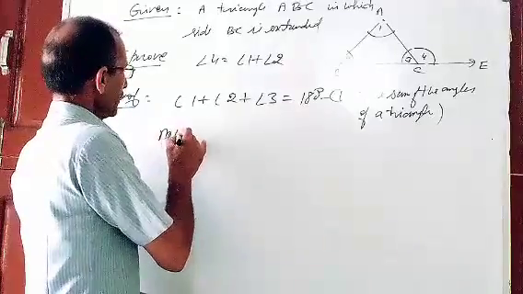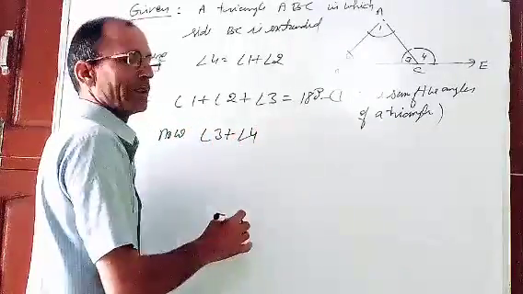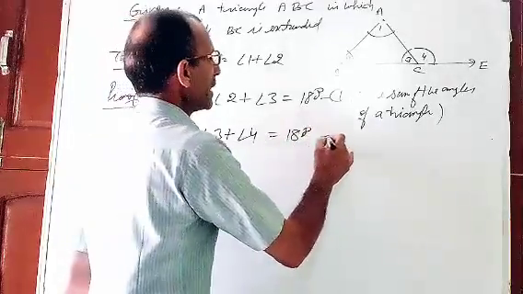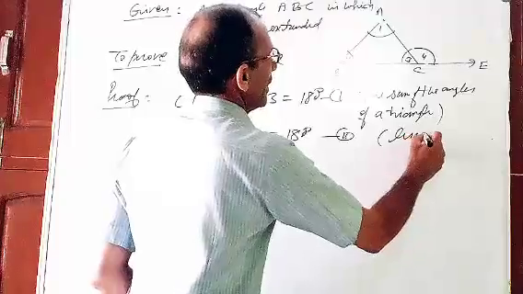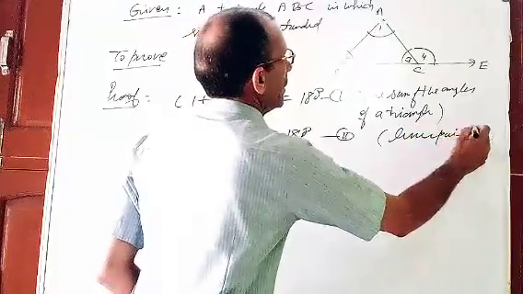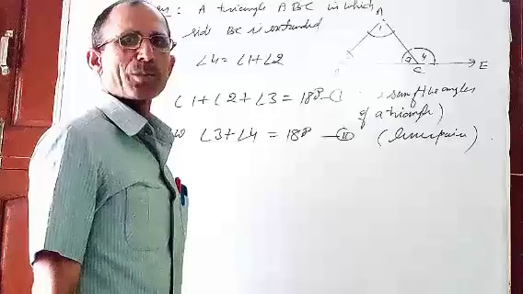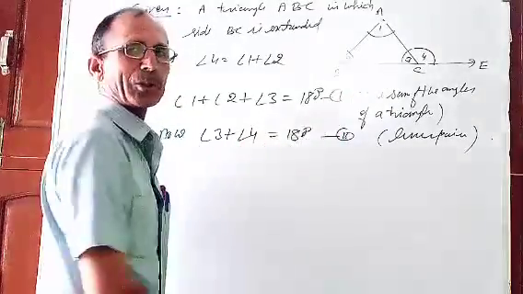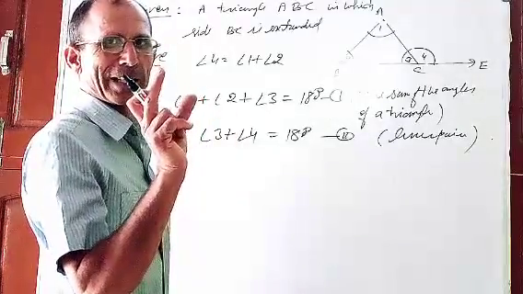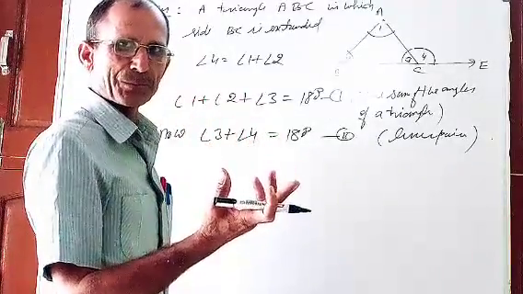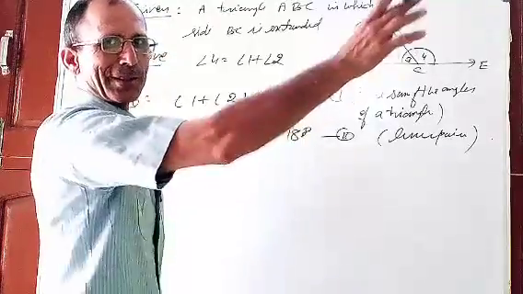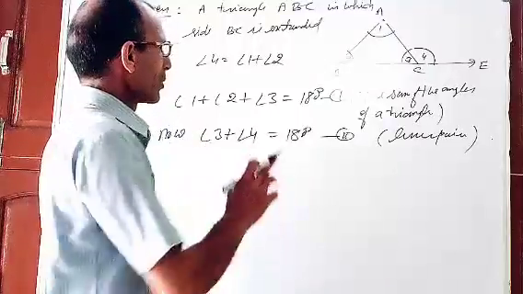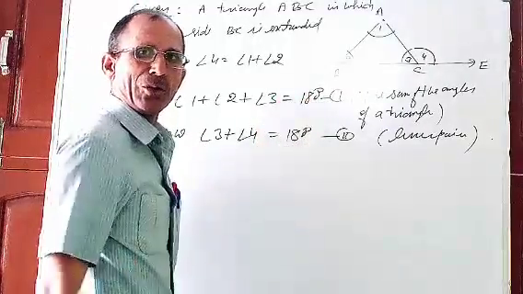Now angle 3 plus angle 4, their measure is also 180. Why? Because linear pair. Two adjacent angles whose measure is 180 is called linear pair. So angle 3 plus 4, their total is 180. So two angles are making 180, we can say linear pair. Yes or no? If more than 2, we will use straight angle. That time no need to write linear pair. Pair means only two angles. So this is also 180.